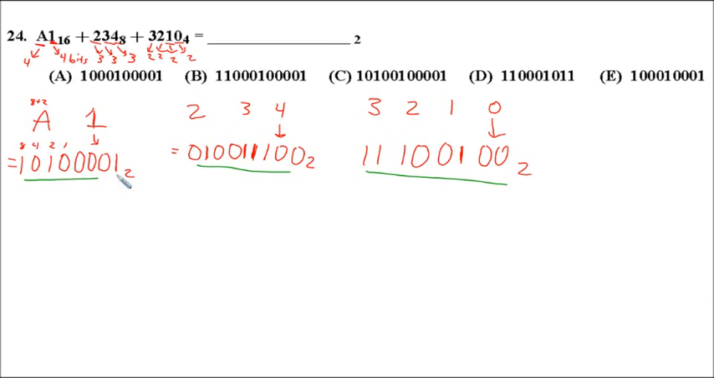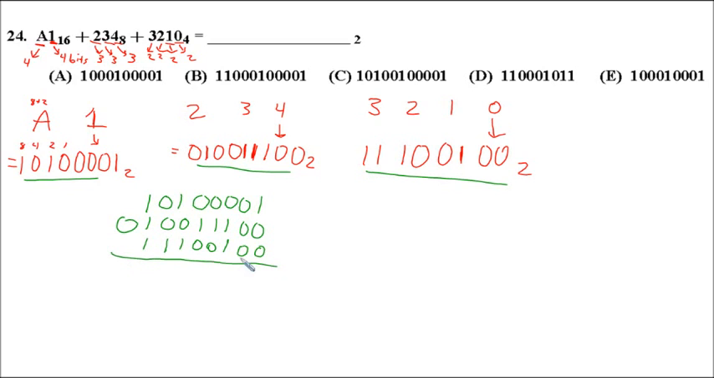Let me write these from right to left to make sure we line our digits up. So this A1 is 1, 0, 0, 0, 0, 1, 0, 1. From right to left here, it's 0, 0, 3 1s, 2 0s, a 1, and a 0. And then here we've got 0, 0, 1, 0, 0, and 1, 1, 1. So I'm going to add these all together.